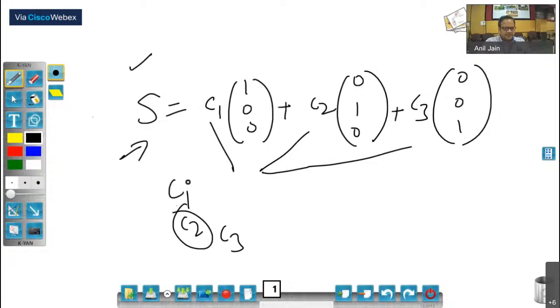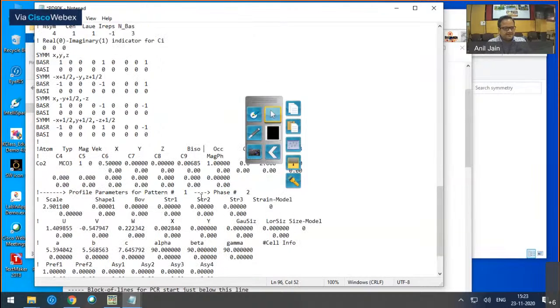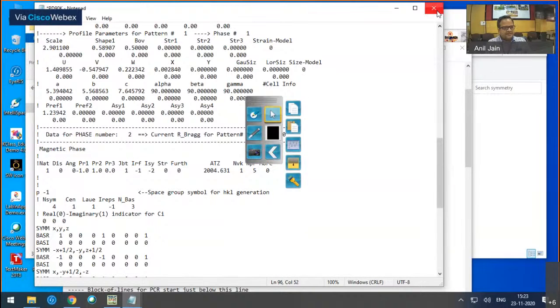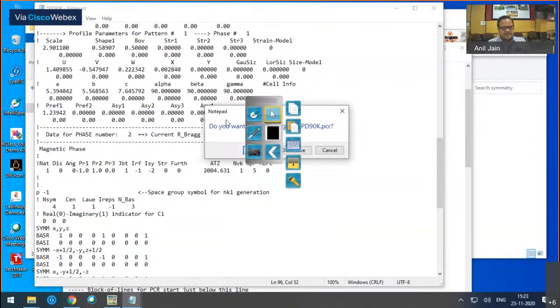So we want to get this information about these 3 coefficients to determine the magnetic structure of this compound. So let's go to the FullProf now, and let me close it and show you how it looks in the editor.